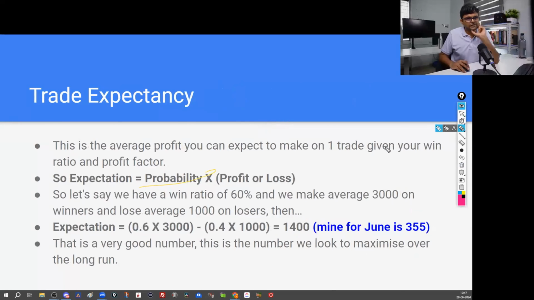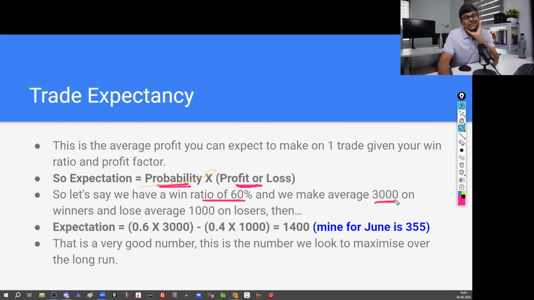Trade expectancy. When you combine your probability or win ratio with your profit or loss or profit factor, what you get is trade expectancy. So let's say you have a win ratio of 60%. You make an average 3,000 per trade when you win and lose average 1,000 per trade when the trade does not work out. How do you calculate expectation, which is a statistical term? You take the probability of wins, 60%, multiplied by the profit. So 0.6 into 3,000.